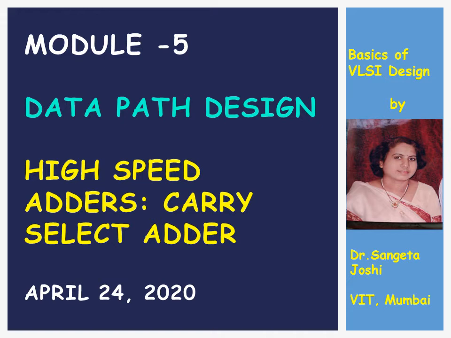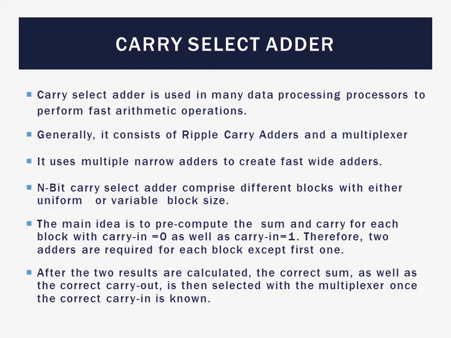In the earlier session, we have seen high-speed adders, carry skip adder. In this session, we will learn carry select adder. Carry select adder is used in many data processing applications for performing the fast arithmetic operations. Generally, it consists of ripple carry adders and a multiplexer. Basically, it is using multiple narrow adders which will be creating a fast wide adder.